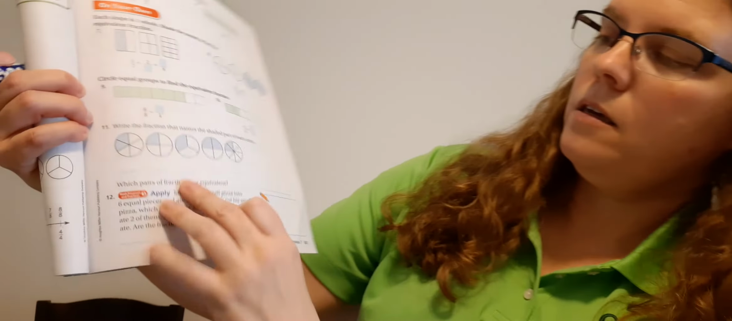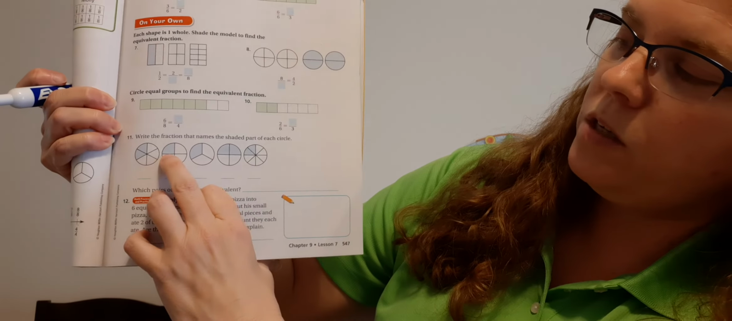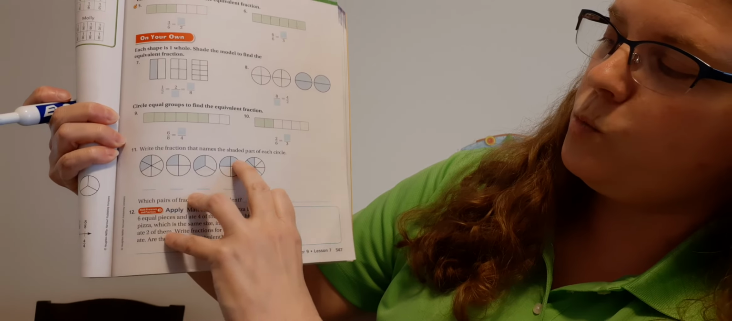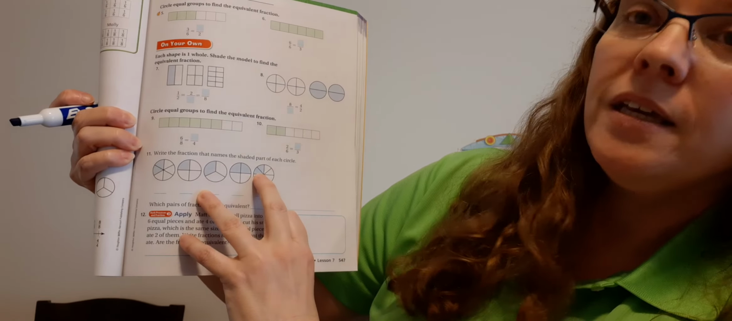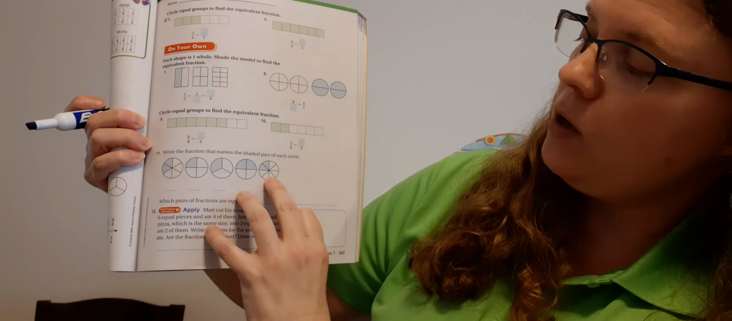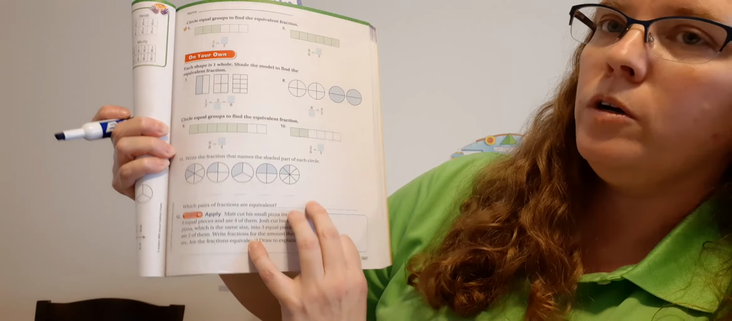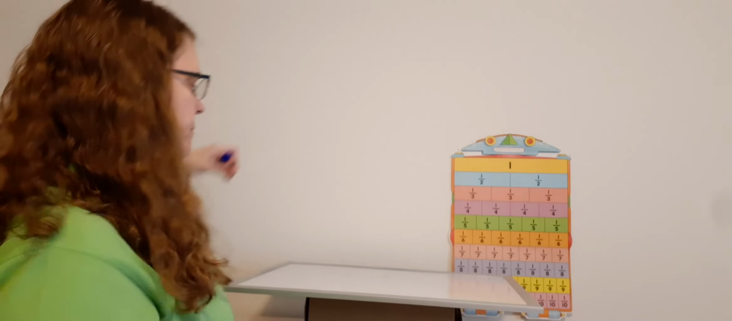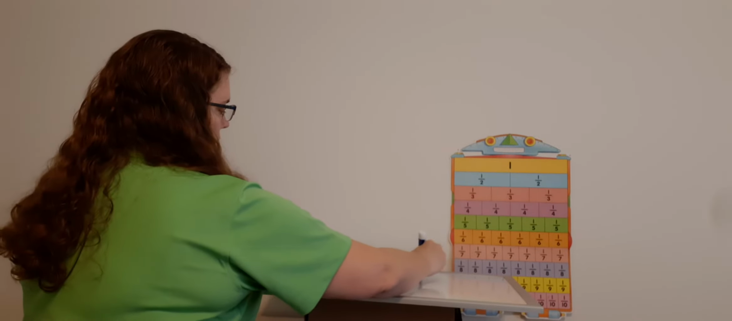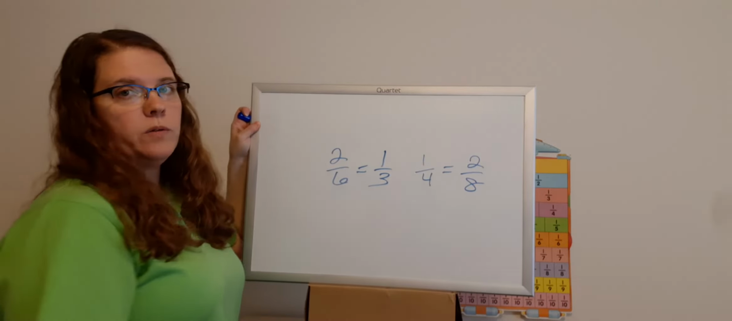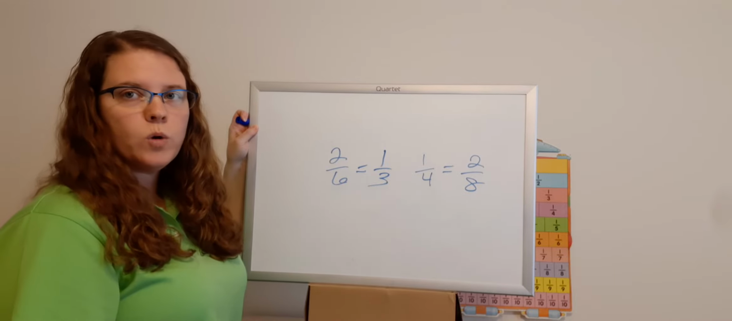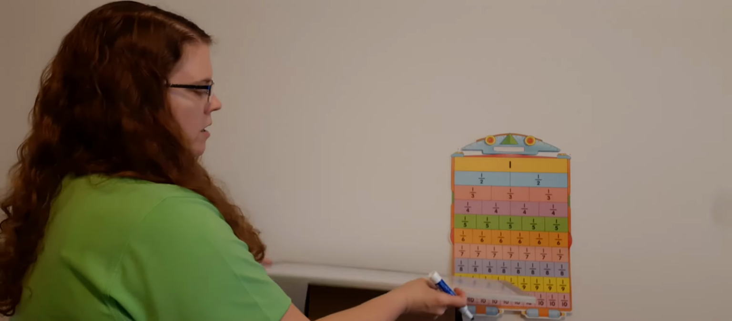Then look at, so these two are done. Look at this piece here. Is this piece the same as this piece? Nope. Is this piece the same as this piece? Yeah, so 1/4 equals 2/8. So that should be written here too. So you should have two sets of fractions there. So 2/6 equals 1/3. 1/4 equals 2/8. So that should be written on that last one, right above number 12. We're going to skip number 12. All right, let's turn the page.